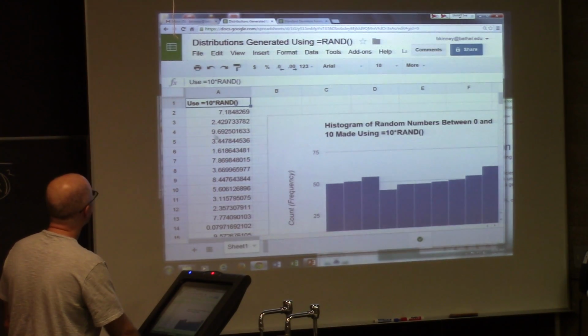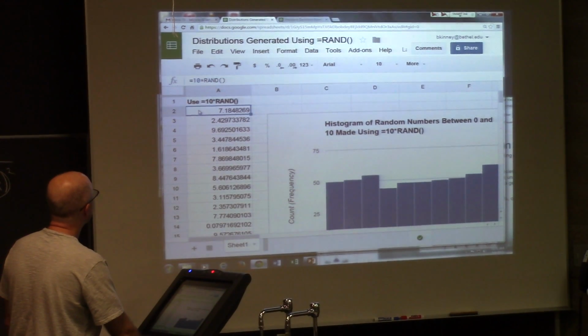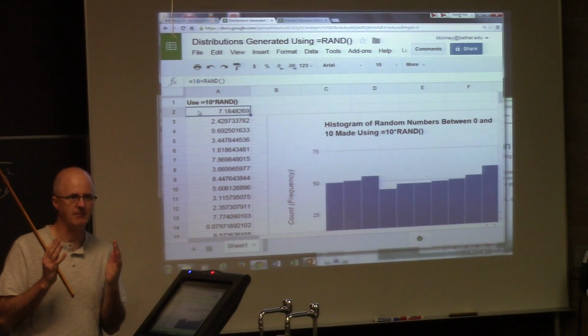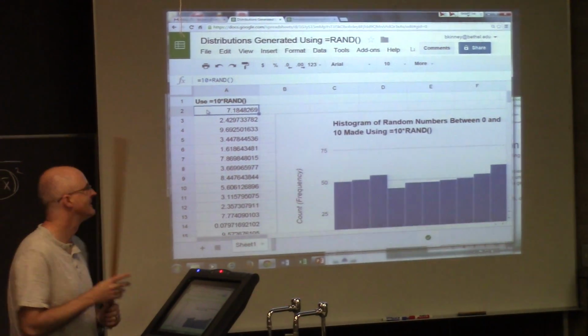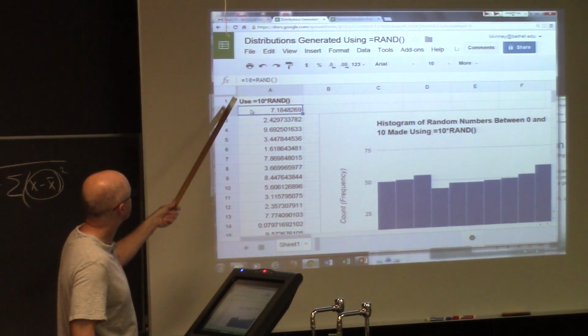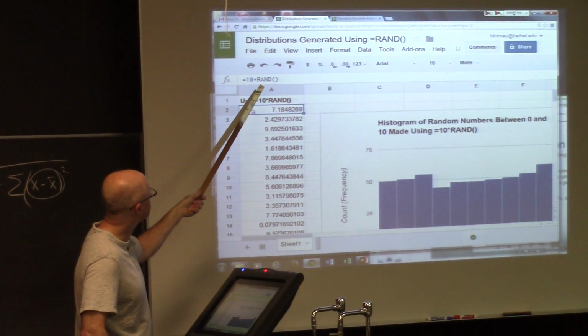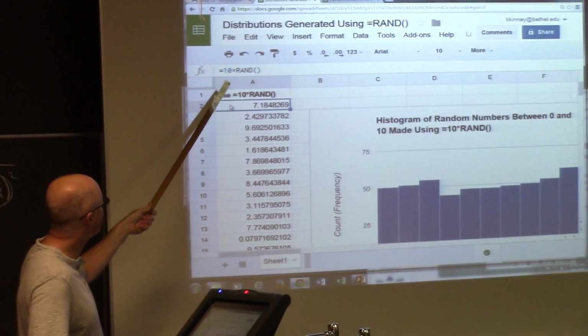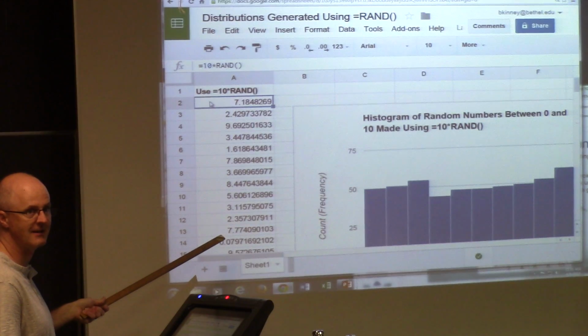Here we go. I used equals 10 times rand. Nothing needs to go inside the parentheses for the rand, by the way, if you were wondering, to generate a bunch of random numbers. Okay, look at the formula: equals 10 times rand. Rand again generates a random number between 0 and 1. Multiply it by 10, you effectively get a random number between 0 and 10.